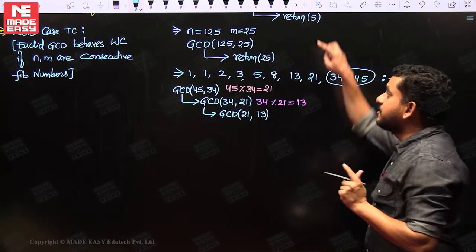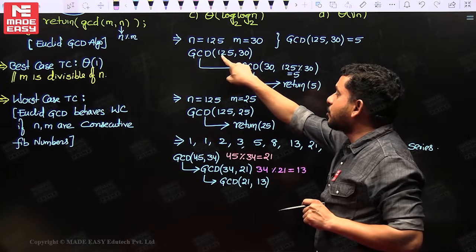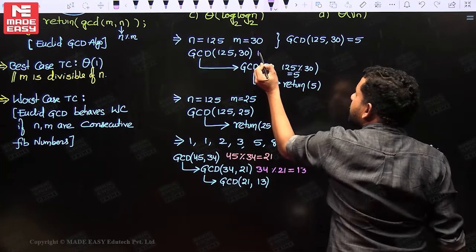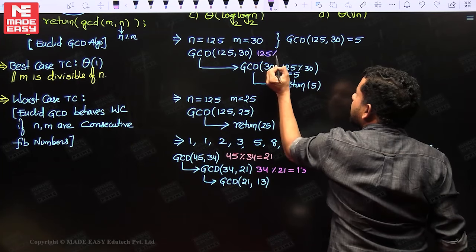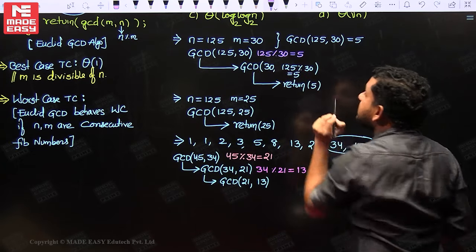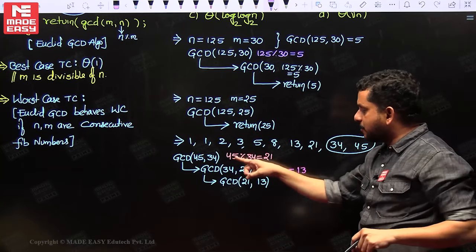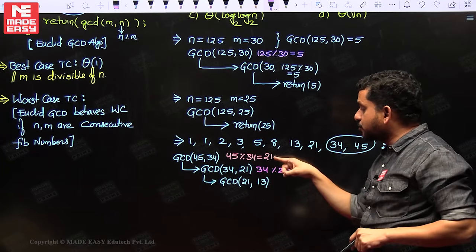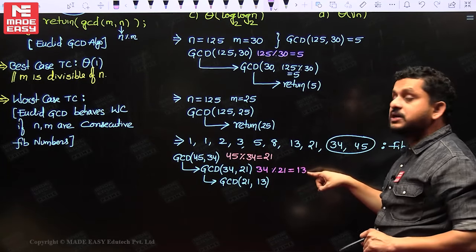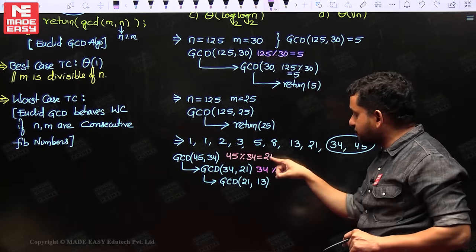Okay, see the previous two inputs. After one function call, this 125 modulus of 30 reduces drastically. 125 modulus of 30 becomes 5, so the value reduces drastically. But that much reduction is not happening here. If you observe, 45 modulus of 34 goes to 21 only, not so small. 34 modulus of 21 goes to 13 only. Compared to 125 reduced to 5, here 45 reduced to 21.